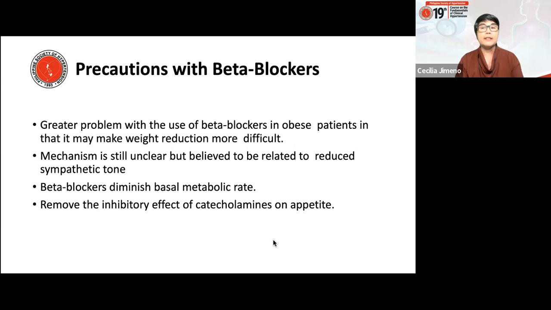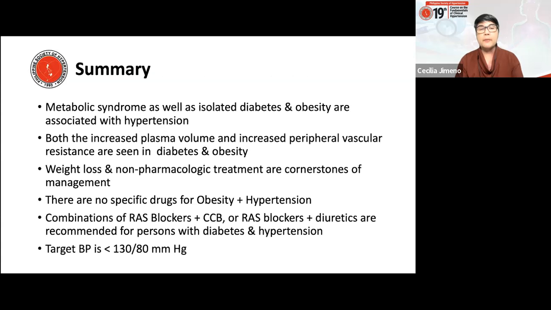So in this lecture, I talked about the management of hypertension among persons with diabetes, obesity, and the metabolic syndrome. I said that metabolic syndrome, as well as isolated diabetes and obesity, are associated with hypertension. Both the increased plasma volume and the increased peripheral vascular resistance are seen in diabetes as well as obesity. And weight loss and non-pharmacologic approaches are the cornerstones of management.